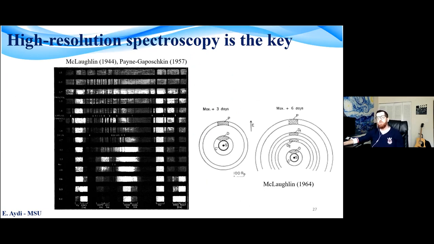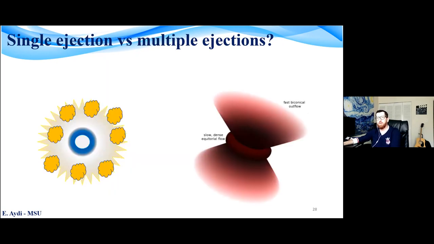But of course, this is nothing new, and the presence of multiple spectral components has been reported since the days of D. B. McLaughlin, Cecilia Payne-Gaposchkin, and the like. And they have associated these components with multiple shells of gas or ejections. However, there's still some debate in the field whether novae exhibit a single ballistic ejection or multiple ejections. And it was not clear if what we observe in the radio images of nova V959 Mon is universal to all novae.